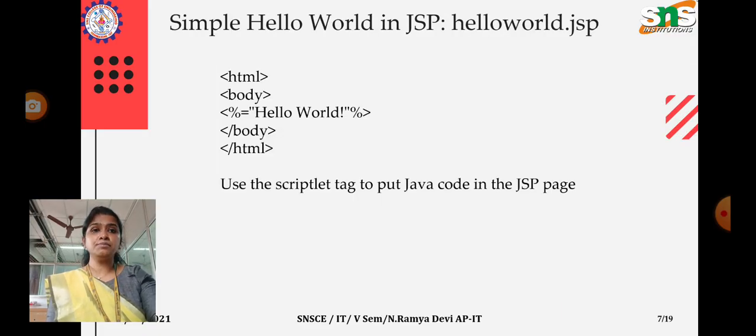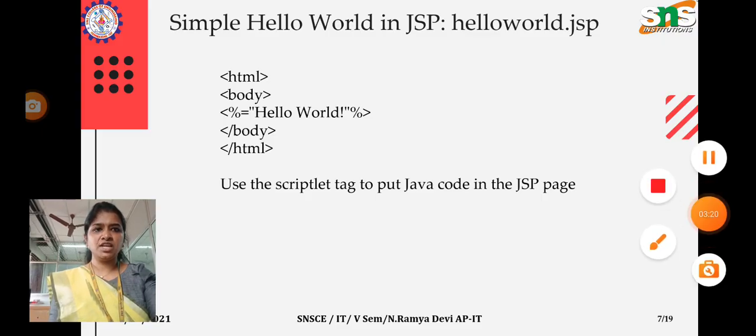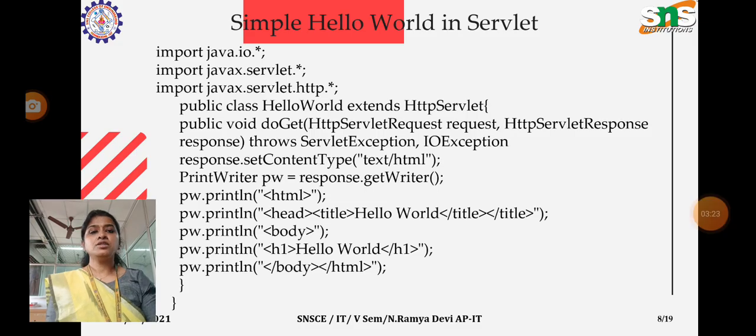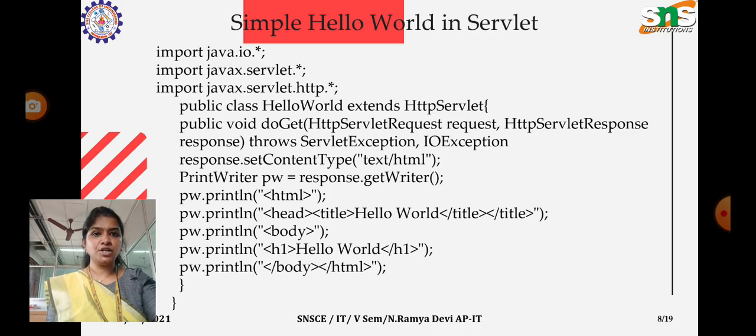So this is a simple hello world JSP program, in which there is an HTML body, and inside that we have inserted the JSP code by using the percentage symbol and hello world, so that we can use the scriptlet tag to put Java code in the JSP page. So this is the simple hello world in servlet. When hello world is to be displayed in a servlet, we have to write so many lines of code, nearly 10 to 15 lines.